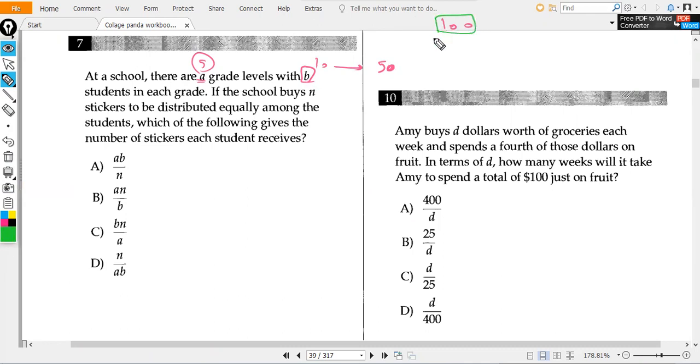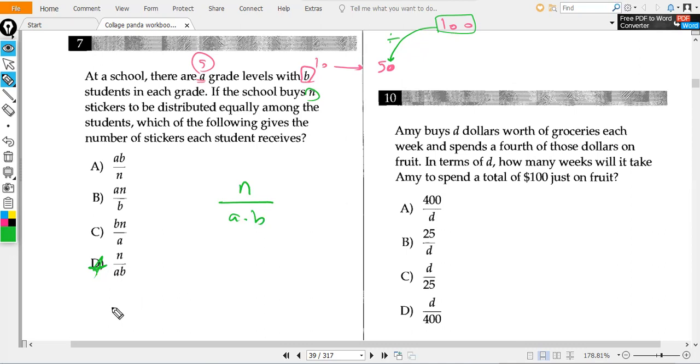If we divide 100 over 50, that means 1 over 5. 100 divided by 50, oh sorry, right? Okay, 2. Good. When you divide, you divide N, the number of stickers, over 50. 50 comes from multiplying A with B. Choice D.